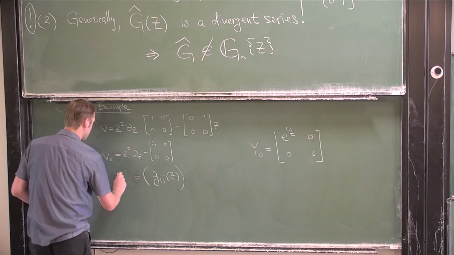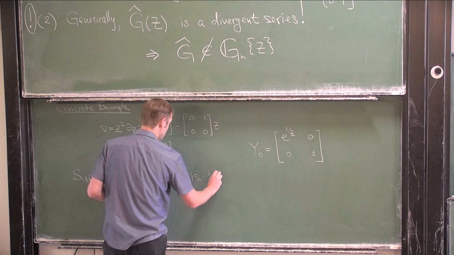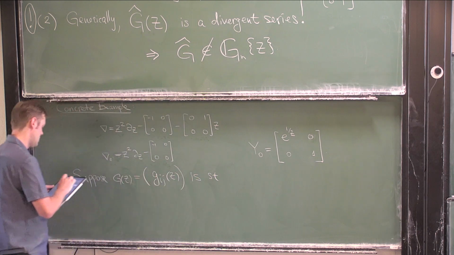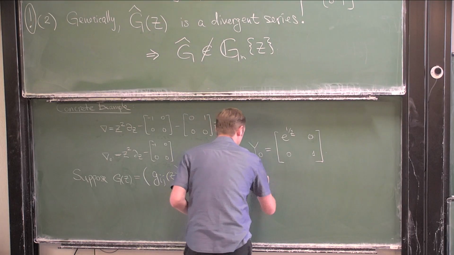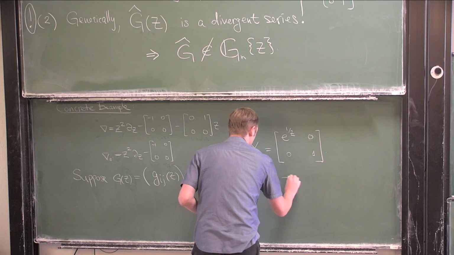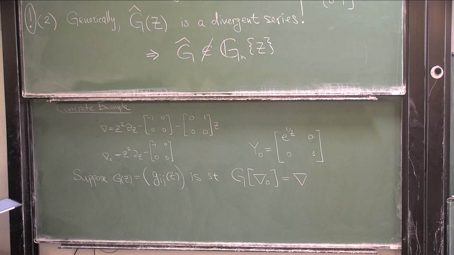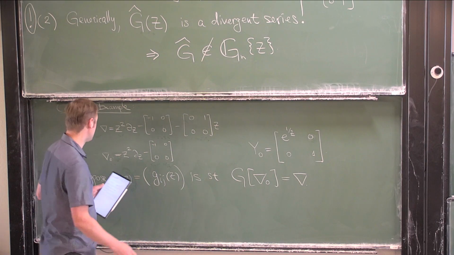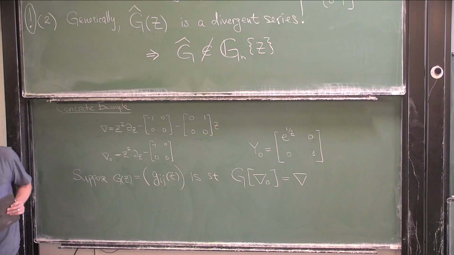So suppose this thing is such that it takes number naught to number. So what does that imply? Let's see what that would imply about these coefficients Gij. What kind of conditions must they satisfy?